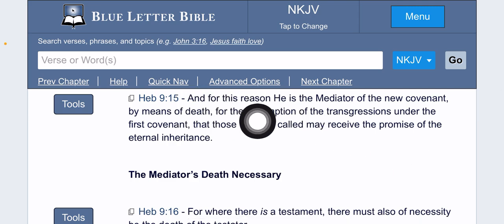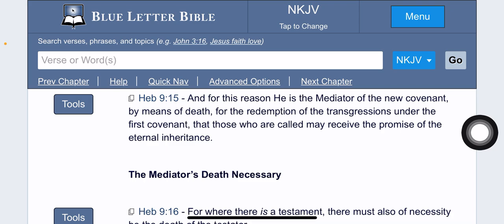So it says, and for this reason, he is the mediator of the new covenant by means of death, for the redemption of the transgression under the first covenant, that those who are called may receive the promise of the eternal life. And bear in mind that this new covenant, we are yet to get into the new covenant, because what Yahawashi came to do is to fulfill this old covenant and make a way in order for us to get into the new covenant.